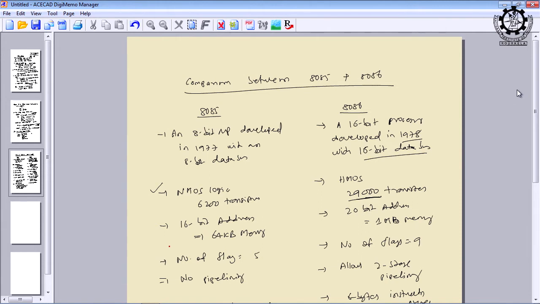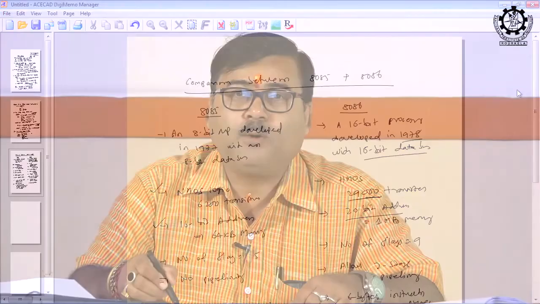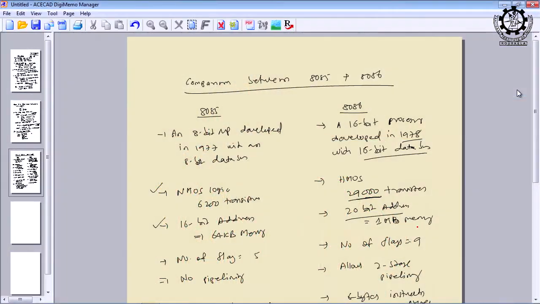Okay. And because of the 16-bit address bus, we are able to access 64 kilobytes of memory, and that includes your RAM, ROM, PROM, EPROM, etc. Here, 8086 supports a 20-bit address bus, therefore we can go up to 2 to the power 20, that is 1 megabyte. We can have 1 megabyte of space in 8086, and that again includes RAM, ROM, EPROM, etc.